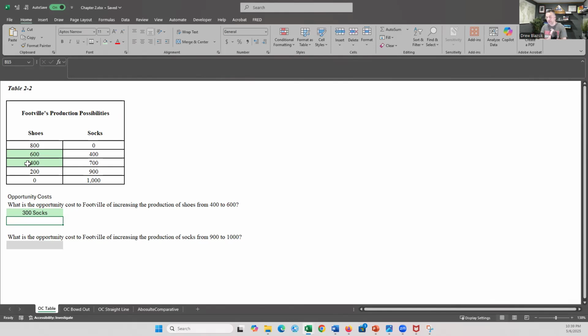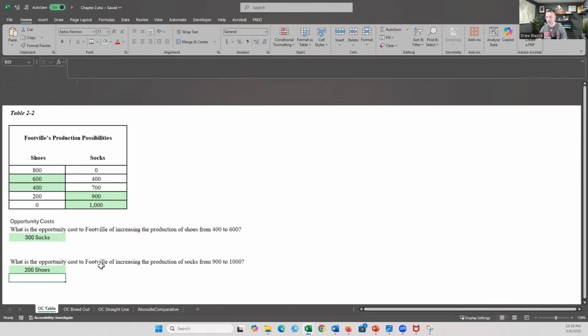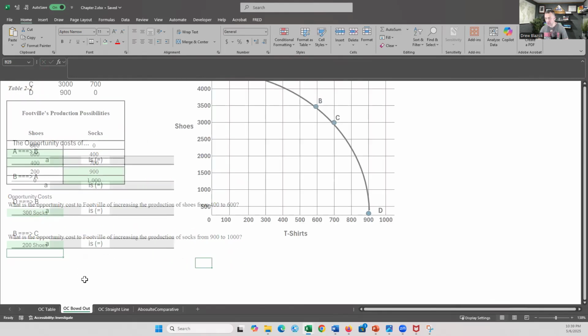You know what? I'll solve the next question as well. What is the opportunity cost of Footville of increasing the production of socks from 900 to 1,000? So we're looking at what is the opportunity cost. I want to produce 100 more socks. I have to give up 200 shoes. So that's how you would answer that question.